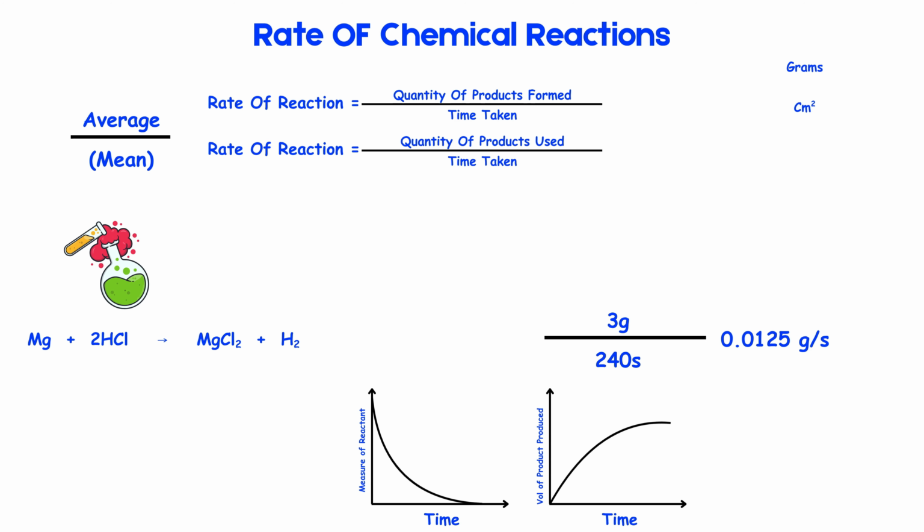For example, on a graph showing the mass of a reactant like magnesium starting at 3 grams, we would see a sharp decrease at the beginning, which gradually flattens as the magnesium is used up. Conversely, on a graph showing the volume of a product like hydrogen gas, the graph would begin at 0, rise steeply as the gas is quickly produced, and then level off as the reaction slows down and eventually stops.